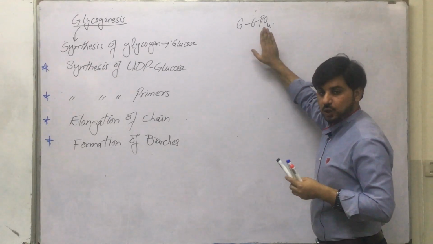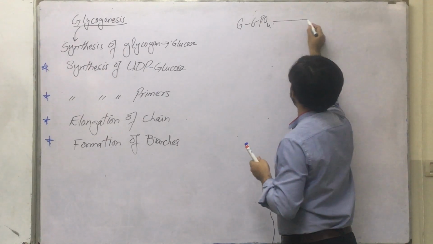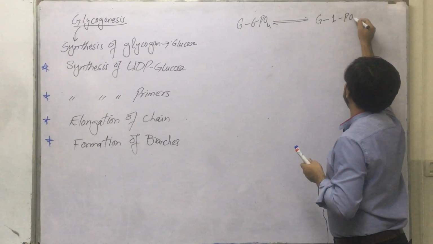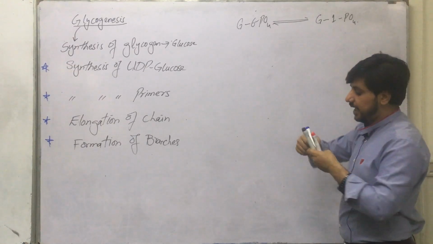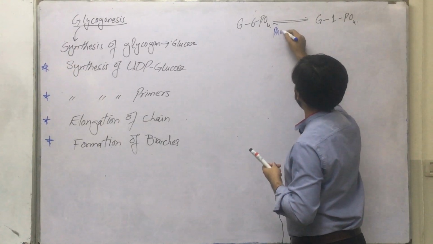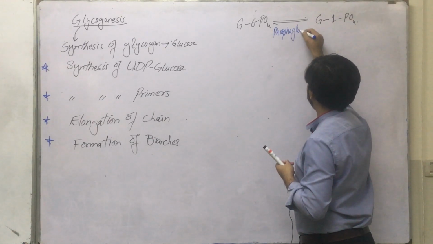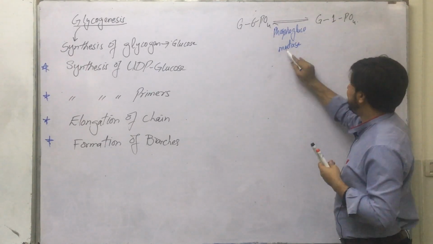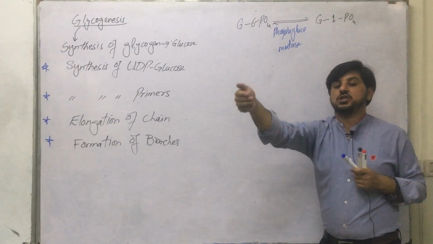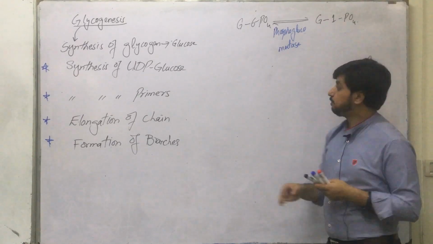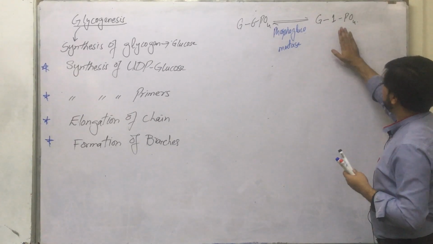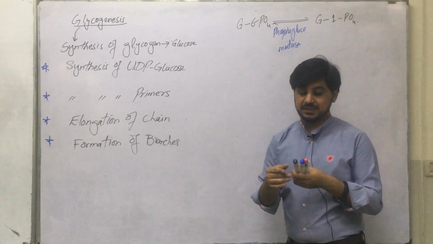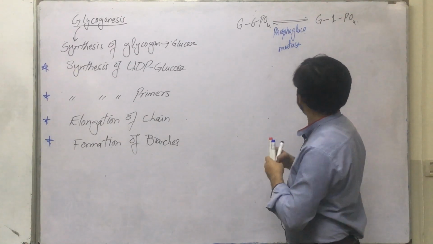First of all, this glucose 6-phosphate is converted into glucose 1-phosphate, and here the enzyme involved is phosphoglucomutase. Phosphogluco means glucose phosphate, and mutase means we are changing the position of phosphate on the glucose molecule. After this, glucose 1-phosphate will react with UTP, that is the uridine triphosphate, in the next chemical reaction.